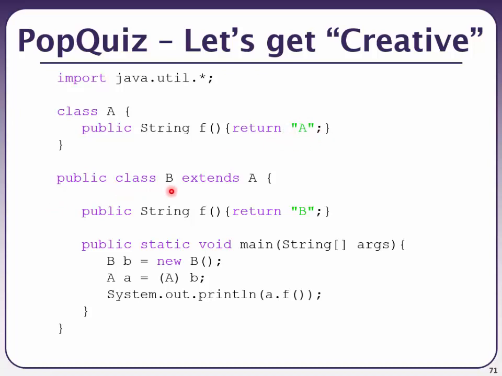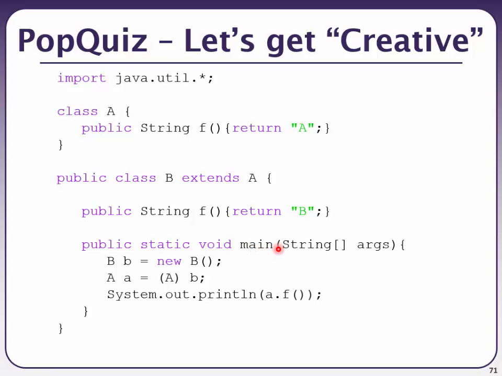Then I have a class B. So they might be in the same file here because only one of them is public. That class B extends A. So A is a superclass, B is a subclass. And I have the same method f, so I'm overriding the method f from the class A. And it returns B. So the method from class A returns A, the method from class B returns B. Okay, easy to follow.